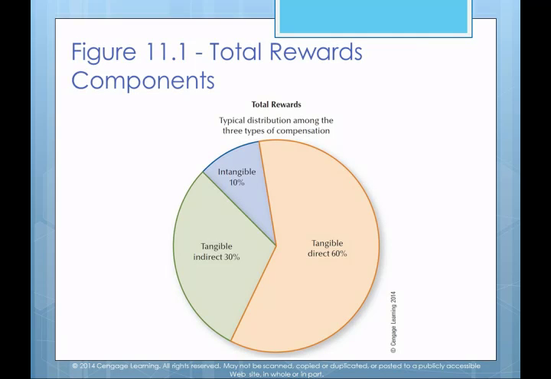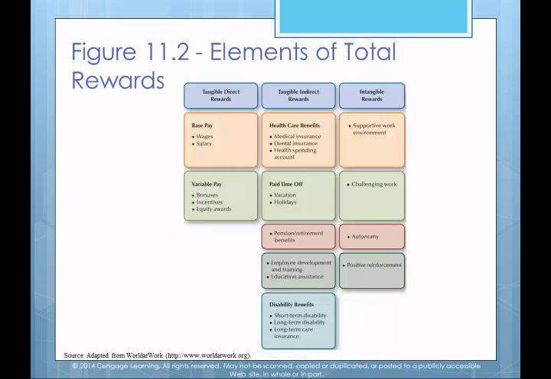Now, this is a chart that talks about the total rewards, the typical distribution among the three types. So you've got intangible, tangible indirect, and tangible direct. And we're going to talk about each of these. The chart is terrific, and in your book, the tangible direct rewards are obviously your base pay, wages, salary, variable pay, bonus, incentives, equity awards.